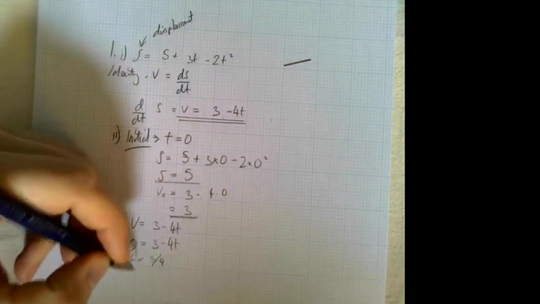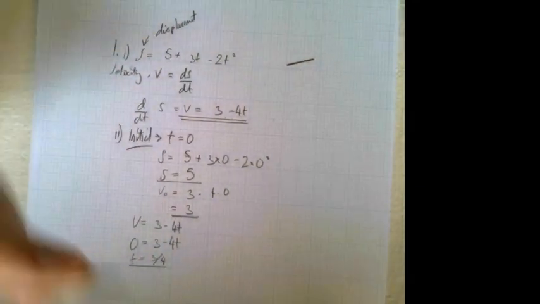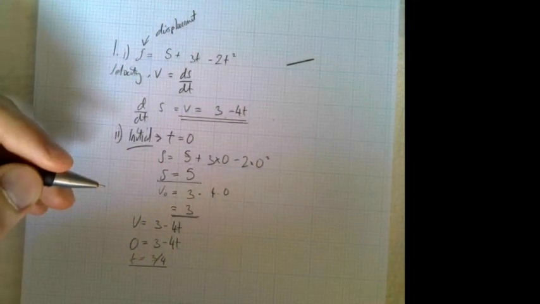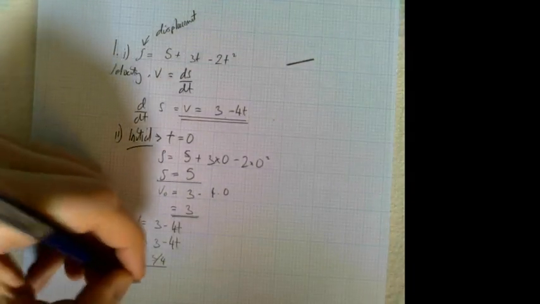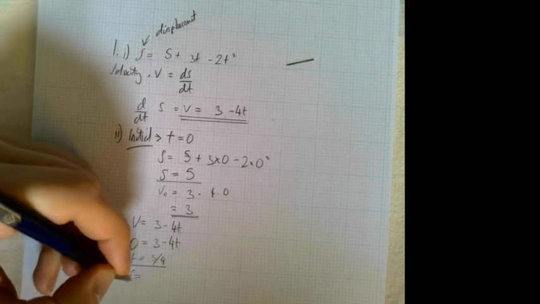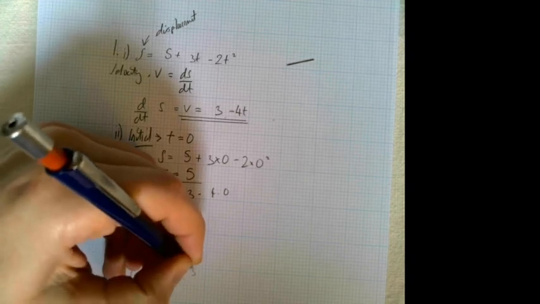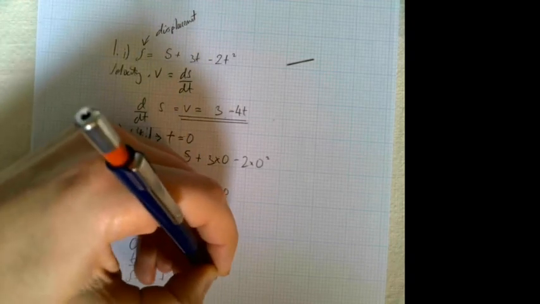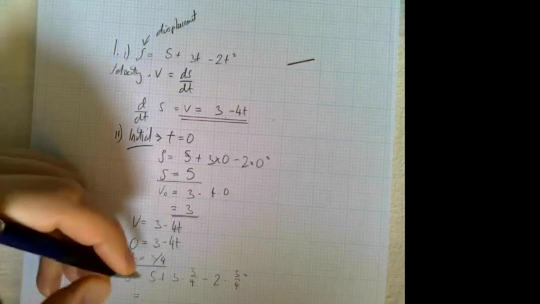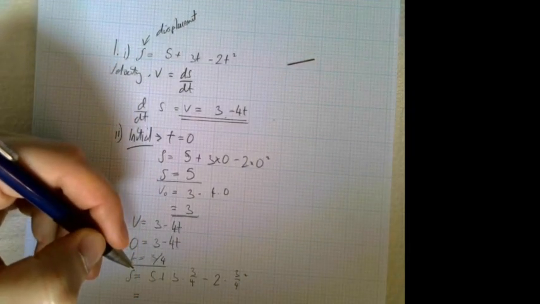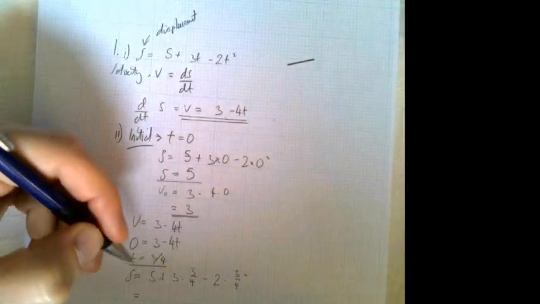3/4. And so I can substitute this value back into my position, so my displacement expression. So the displacement when time is equal to 3/4 is going to be 5 plus 3 times 3/4 minus 2 times 3/4 squared, which if we follow it through, it gives us an answer of 6.125.